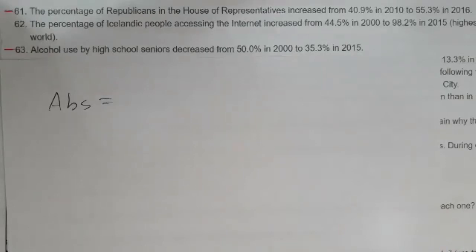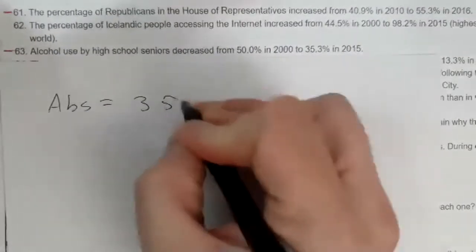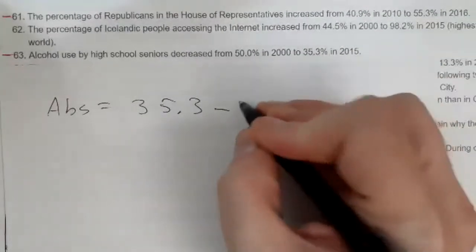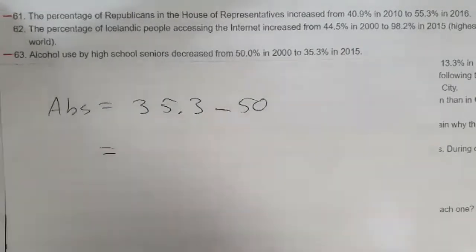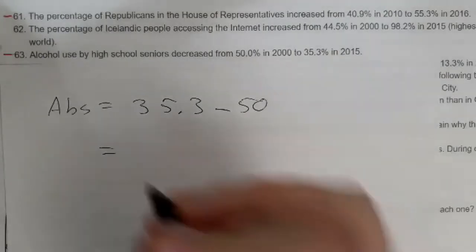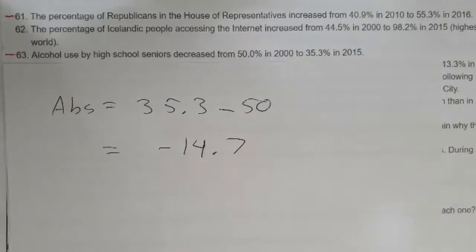how am I writing that? This one might be a little tricky. What should I put first? 35.3. Yeah, that 35.3 should be the first. Should be subtracting that from 50. No, this is decreasing. So I'm getting a minus 14.7 on this thing.